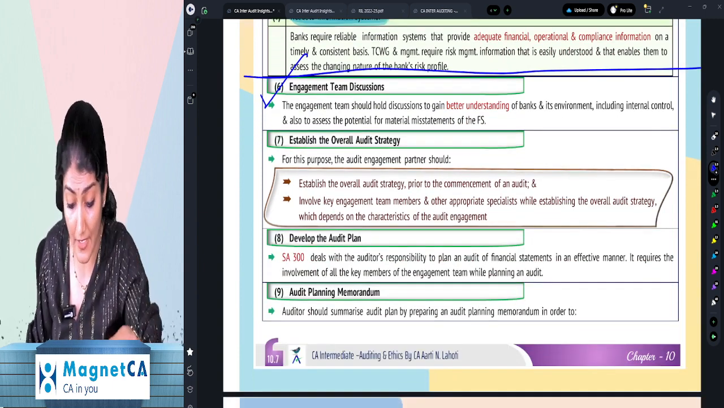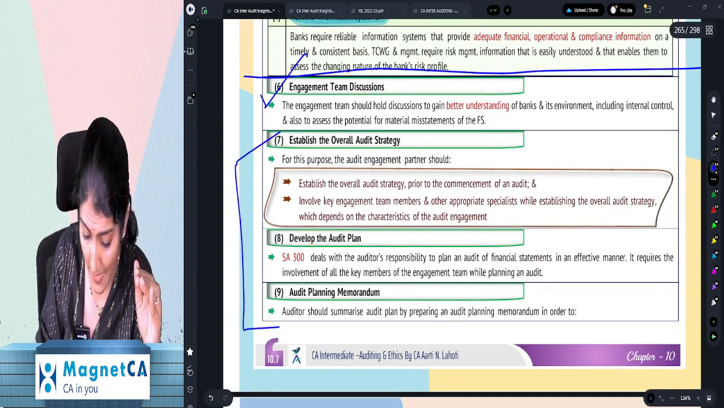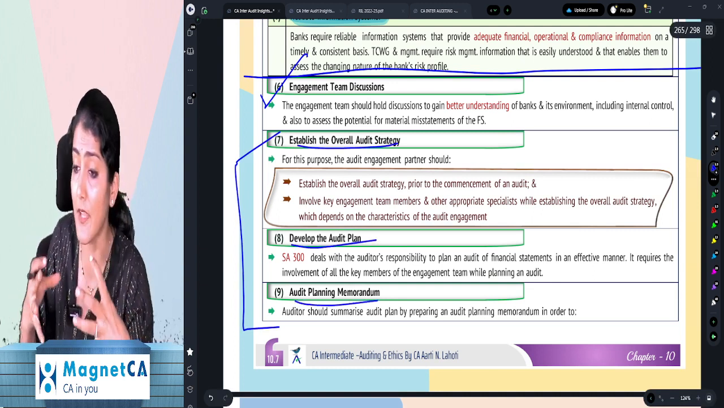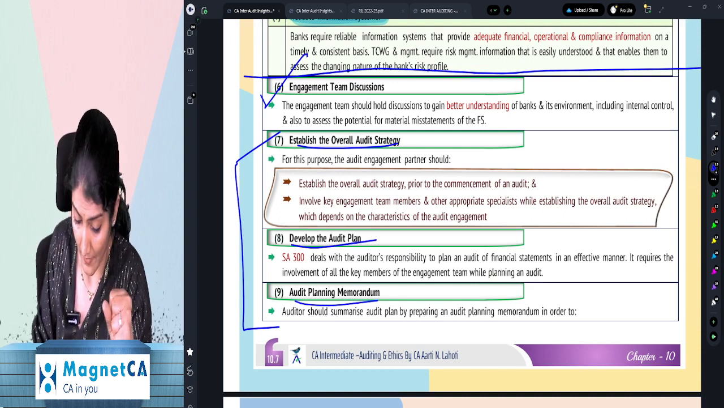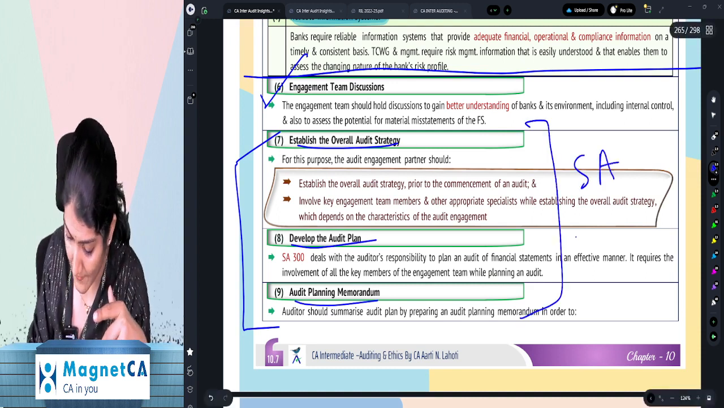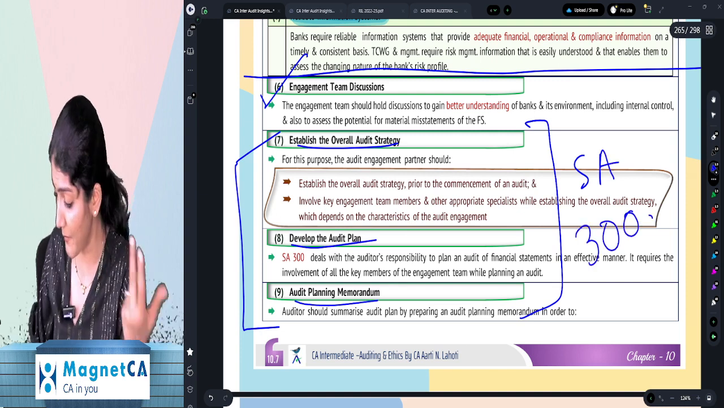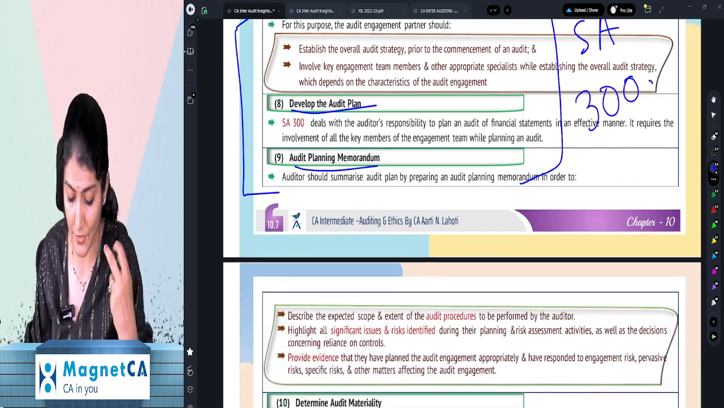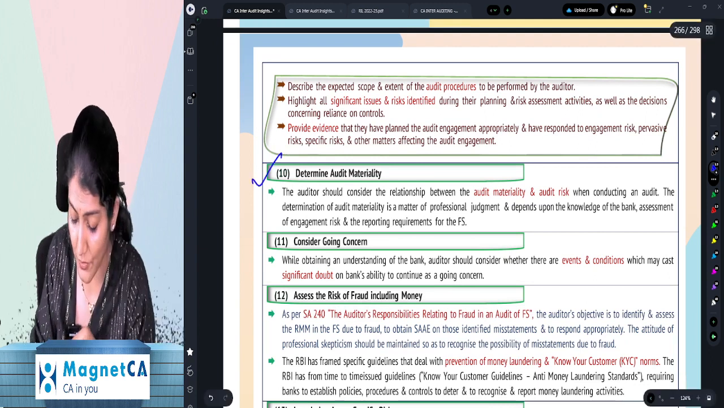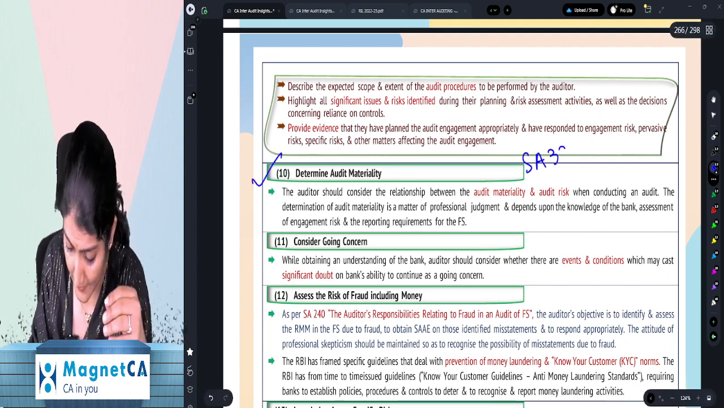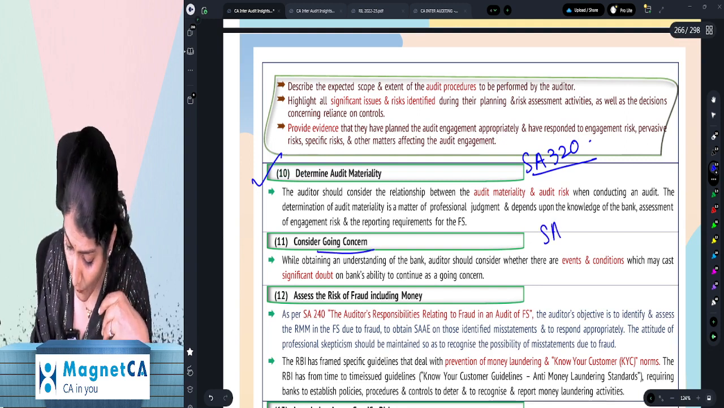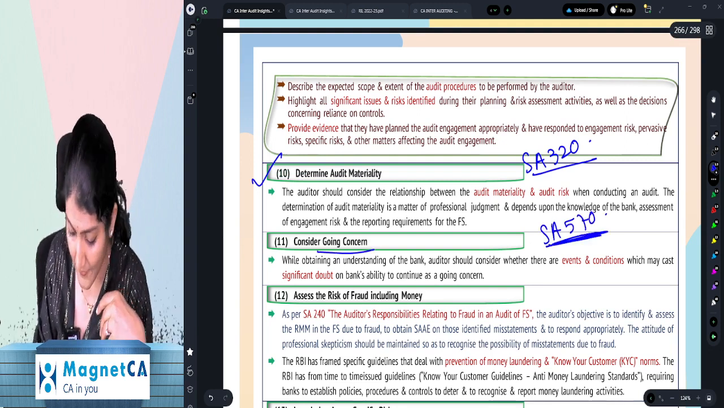After engagement team discussion is done, now you establish your audit strategy, develop your audit plan, and then prepare the audit planning memorandum. So audit strategy, audit planning memorandum, which is coming from SA 300, planning an audit of the financial statements. Then it says auditor, you also need to determine the materiality, SA 320. Also need to consider the going concern, SA 570.